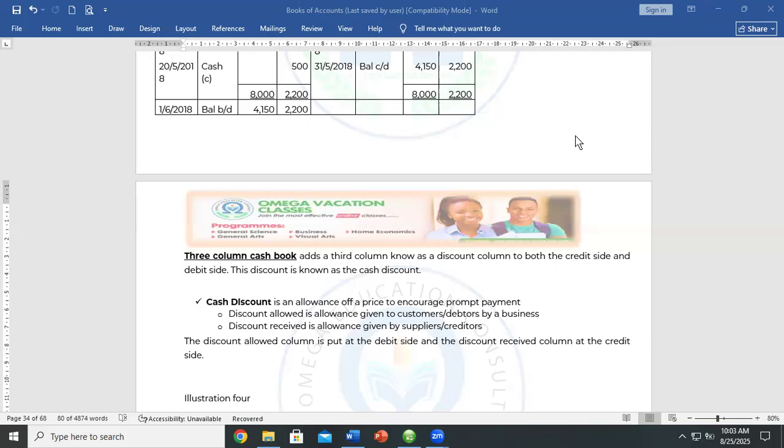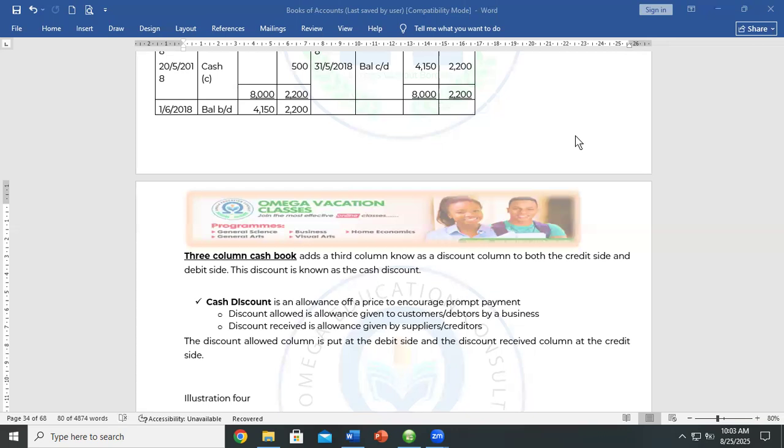Okay, thank you very much for that. So you see, each type of the cash book is an updated version of the former, right? So for the single column, we just had one amount column. The two column, you divide that amount column into cash and bank. The three column, we are saying you add a discount column.